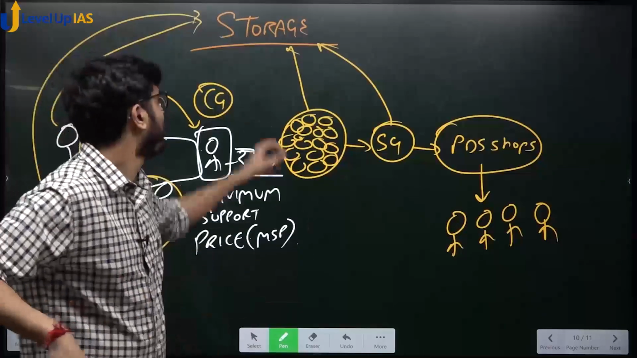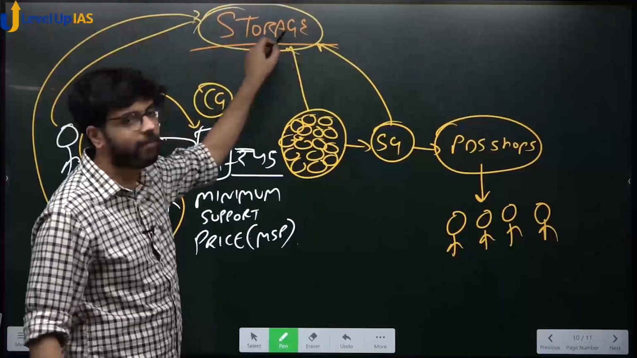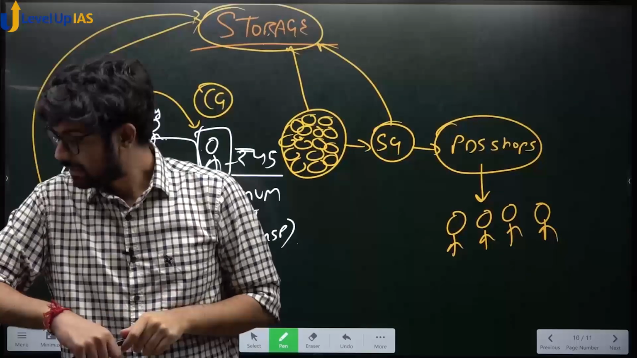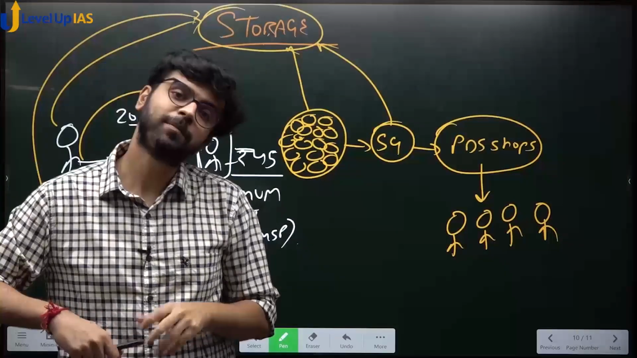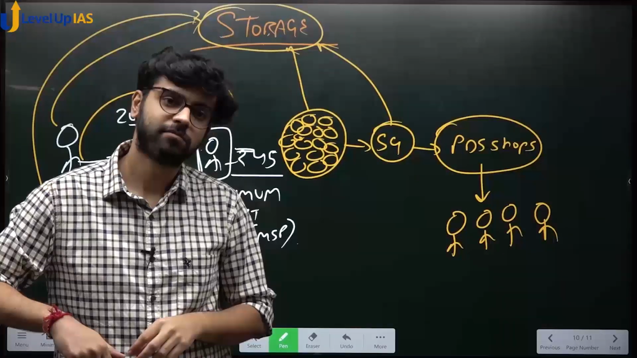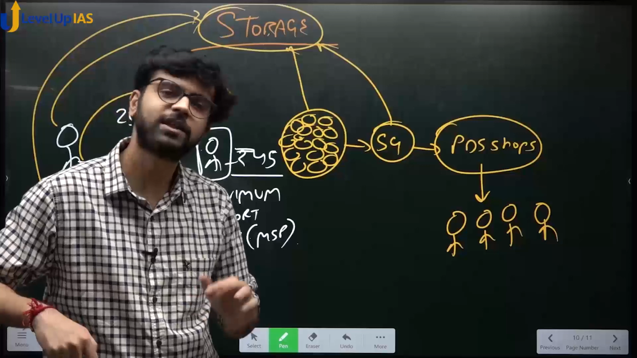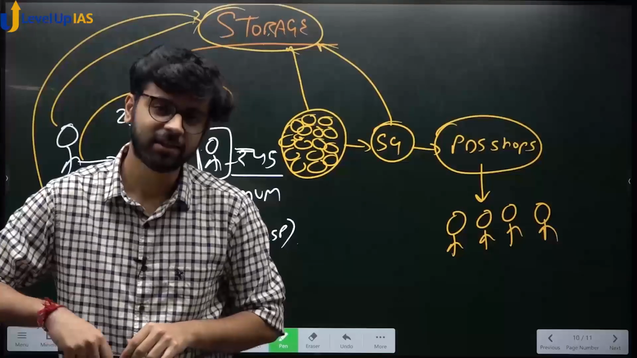Storage is important for providing employment to people. There will be people working here in storage facilities, right? Storage is important to meet any emergency situation. Shortage हो गया onion का, storage से निकालो, we have reserve. That reserve is called as buffer stock. वो बाद में देखते, right?